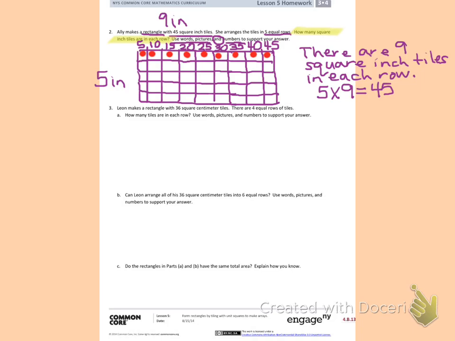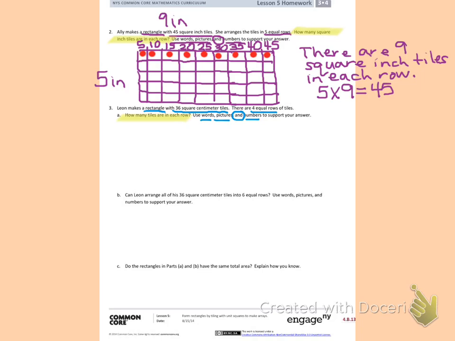We better underline the important details again. Rectangle, that tells us the shape to make. 36 square centimeter tiles. 4 equal rows. Let's highlight the question. How many tiles are in each row? And we're going to underline words, pictures, circle, and numbers, just like we did above.